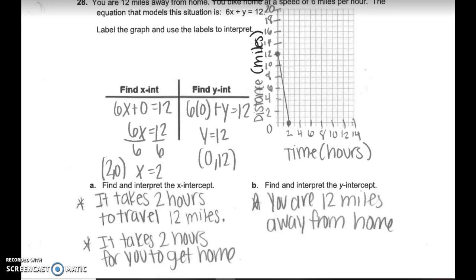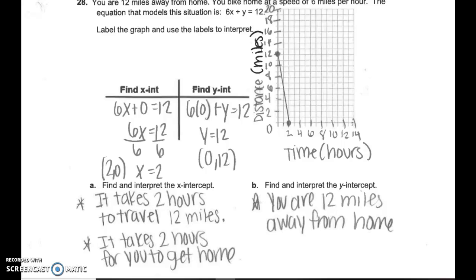So notice, again, same process, plug 0 in place of y to solve for x. So our x-intercept is 2. Plug 0 in place of x to solve for y. Our y-intercept is 12. And then remember to choose an appropriate interval for your graph. For this one, your x-axis should be labeled time, which is hours, and your y-axis should be labeled distance. Please add those labels if you did not have them. And then remember, you're going to plot your x and y-intercept. You're going to connect those to make your line.